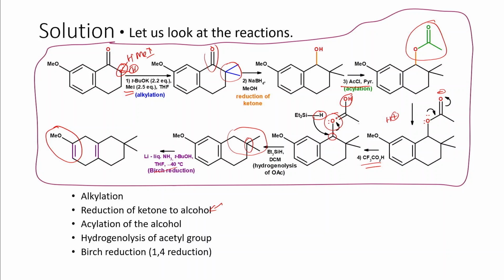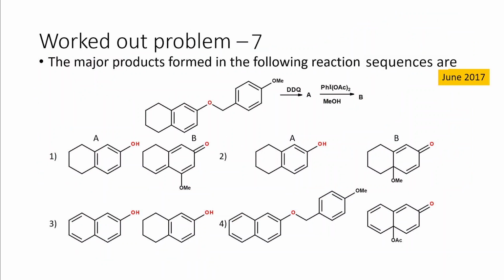Even though the reaction looks very lengthy, all these reactions are very simple transformations, and we can easily follow how each step is carried out, and then finally identify the product. The only new reagent which is not common in this case is the triethylsilane reducing agent, which is used in the hydrogenolysis of the acetyl unit. Let us move on to the next problem.